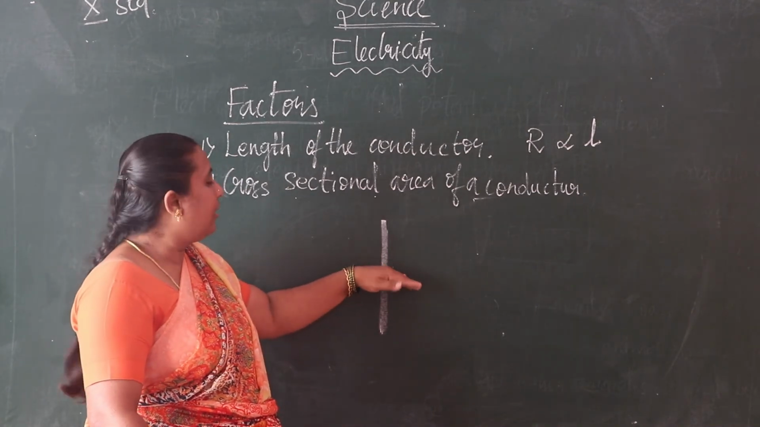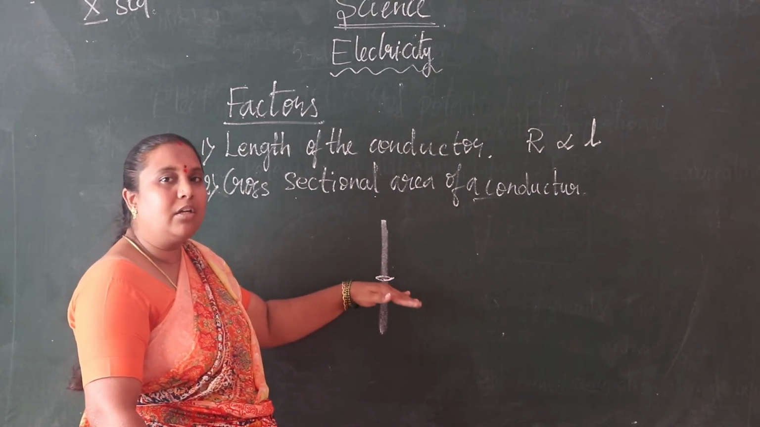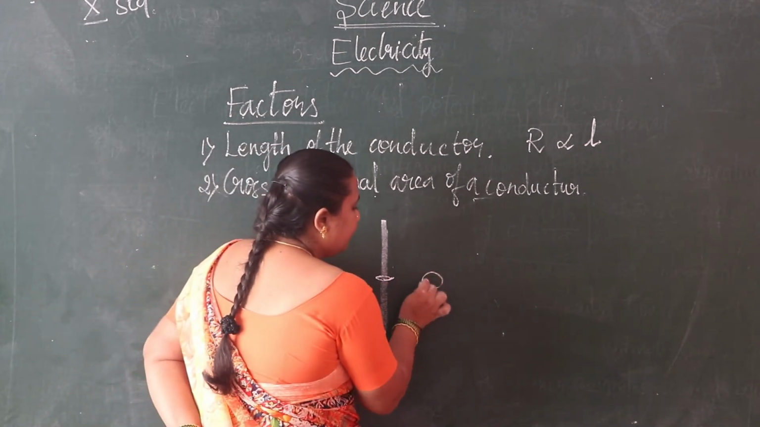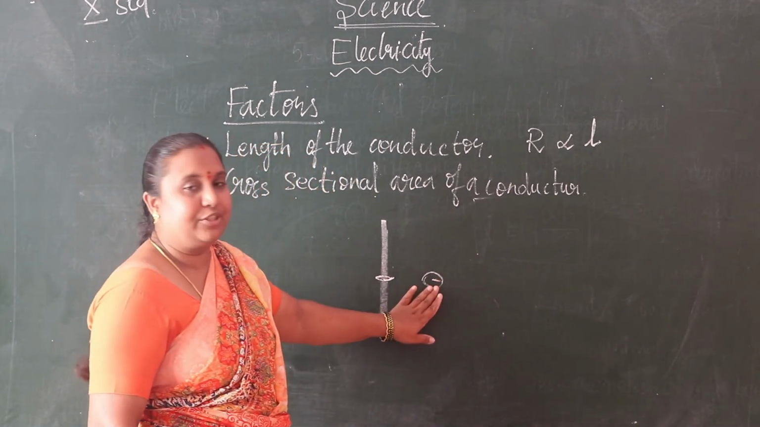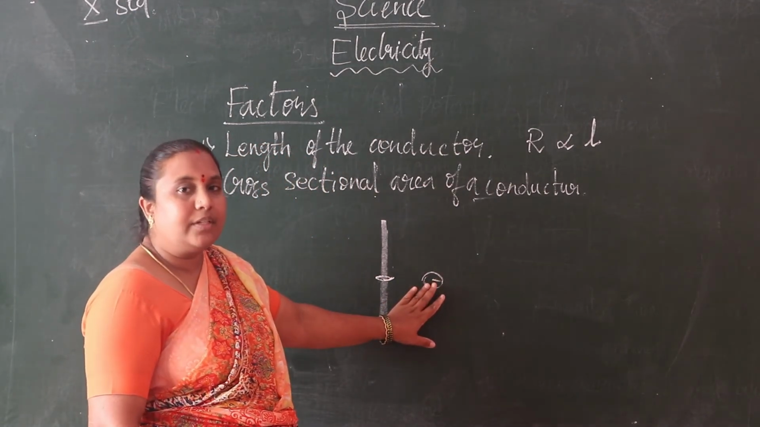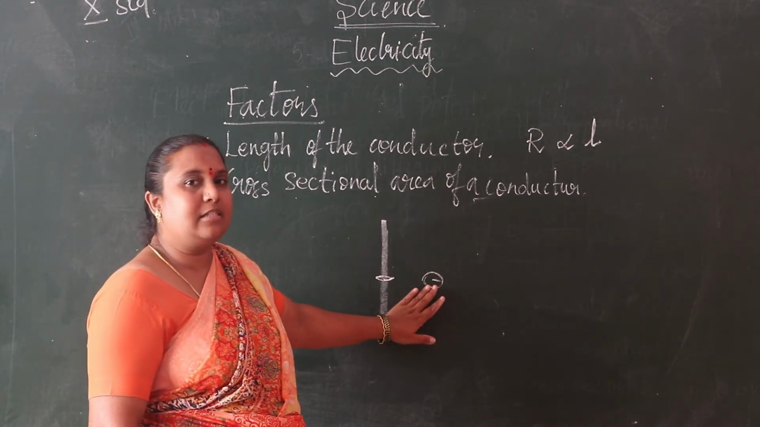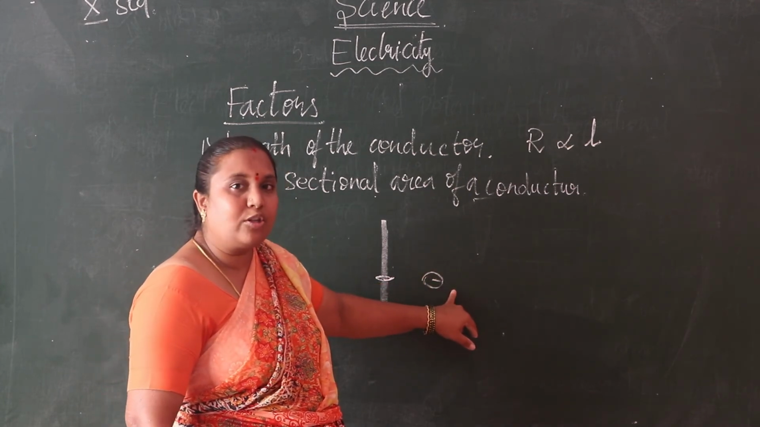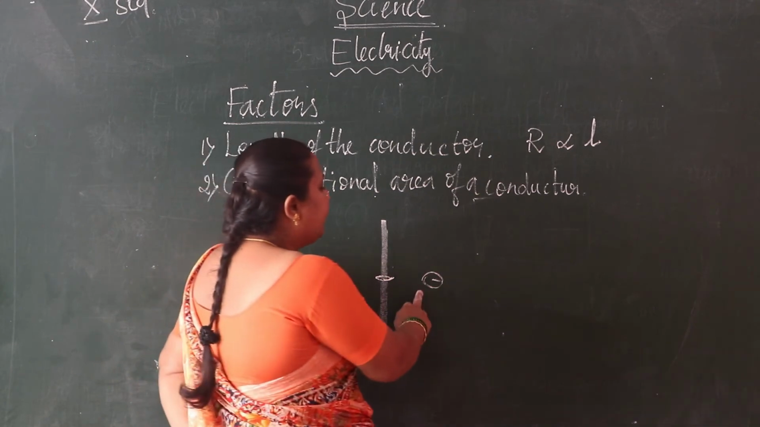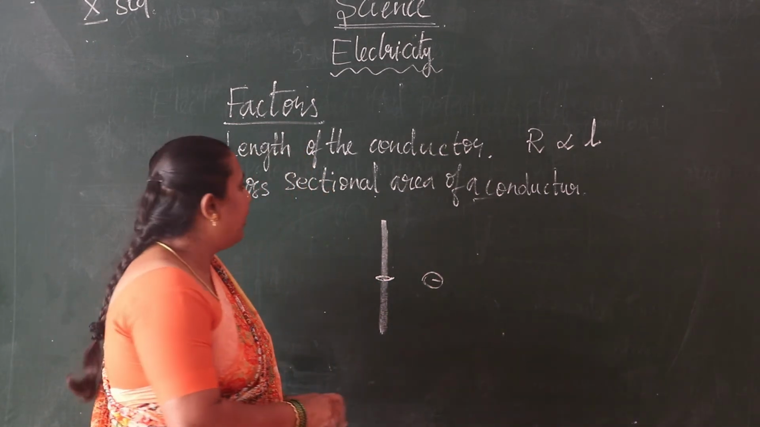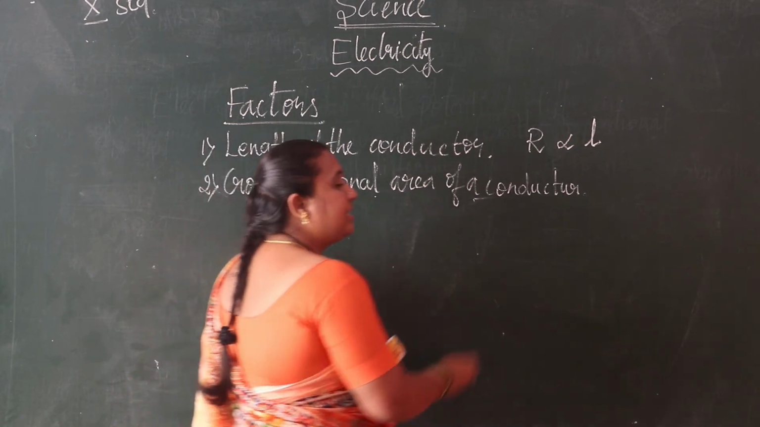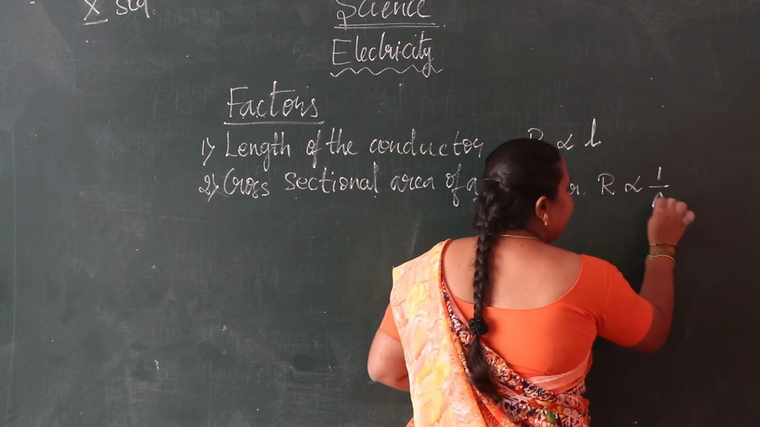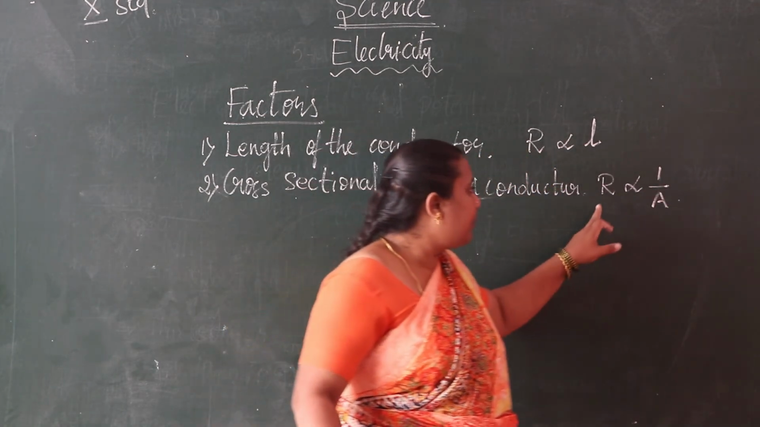We cut the conductor in the middle and we have the cross section of the conductor, like this. When the area of cross section increases, resistance decreases. When resistance increases, the area of cross section decreases. So it is inversely proportional. So R is inversely proportional to 1 by A.